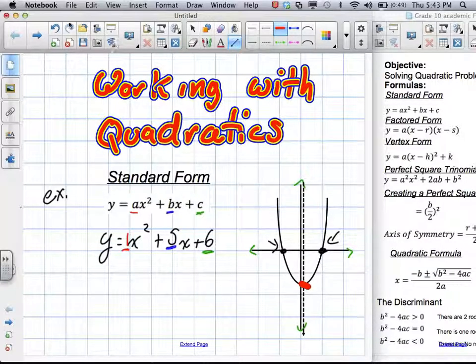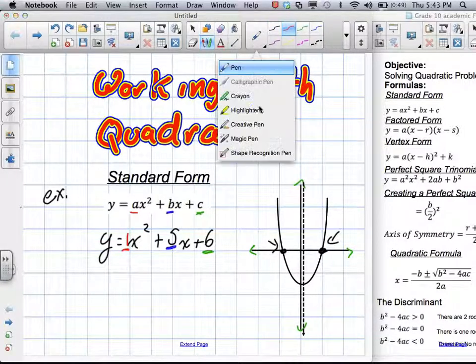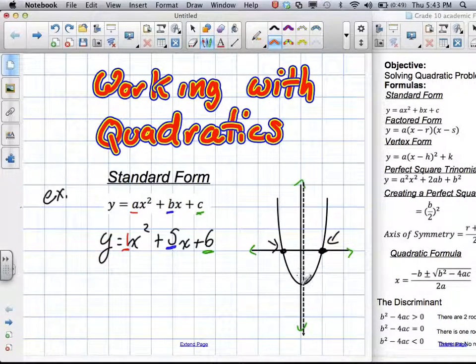Okay. Whoops. The vertex. Oh, seems to be doing that. Oh, I know why. Sorry. Now we'll just leave it. There it is. That's what I was looking for.